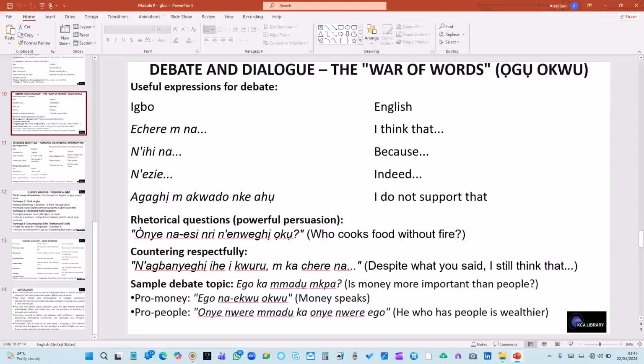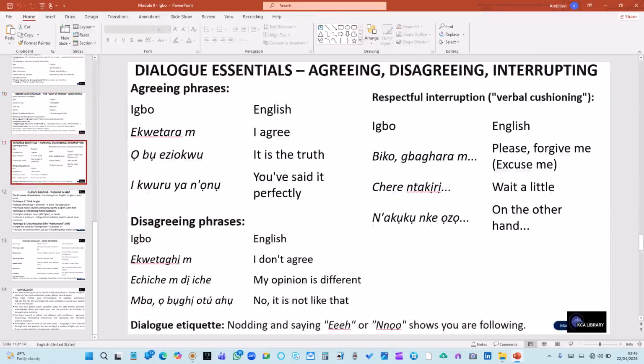Now let us look at a sample debate topic. Ego ka mmadụ mkpa. Is money ego ọka mmadụ mkpa, which means is money more important than people? Now pro money: Ego na ekwu okwu, money speaks more than the people. Onye nwere mmadụ ka onye nwere ego. So see that these are some of the proverbs you use to support such a topic, which means he who has people is wealthier.